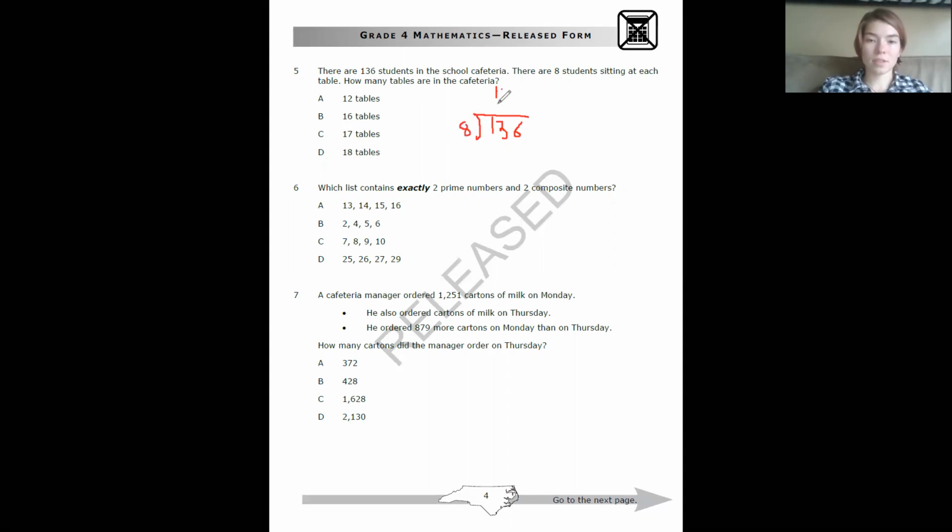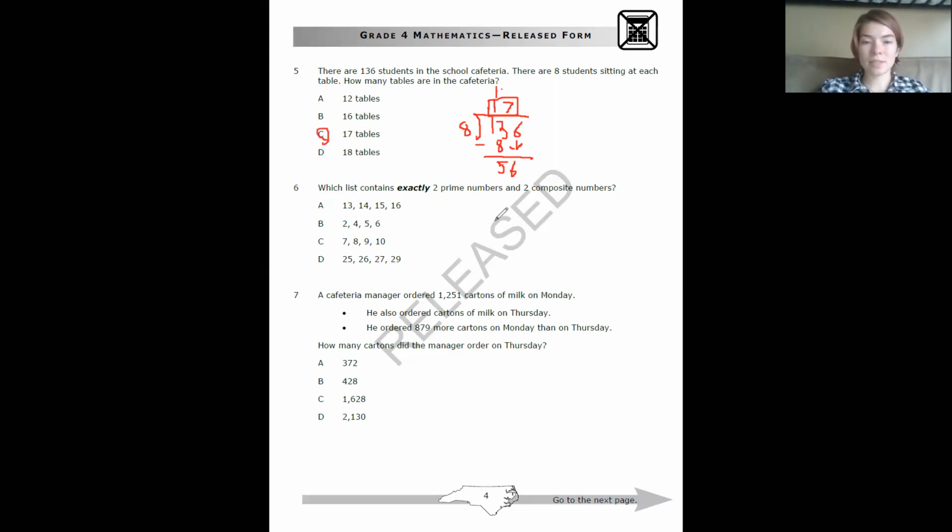8 goes into 13 one time. 1 times 8 is 8. 13 minus 8 is 5. Bring down this 6. 8 goes into 56 7 times, and we get 17. So 17 tables.